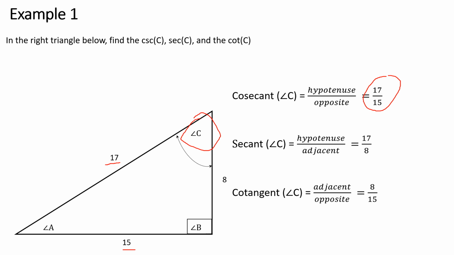And then if I go back and figure out the secant, which is the hypotenuse over the adjacent, again my hypotenuse is 17. My adjacent to angle C is 8. So it'd be 17 over 8. And then my cotangent is going to be adjacent over opposite. So the adjacent for C is 8, and the opposite of angle C is 15, so it'll be 8 over 15.